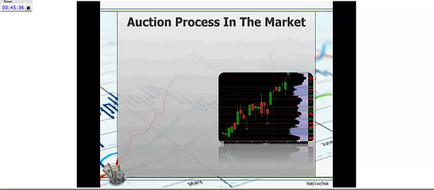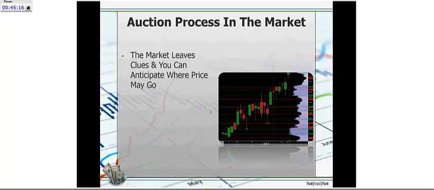And it's interesting, isn't it, how you begin to see how this moves up and down like this. So what basically occurs is, the market will move up and down in these quote unquote bell curves, right? And then we'll try to find acceptance and rejection of these levels. Okay? And so what this does is, the market leaves clues, and you can begin to anticipate where the market may go.